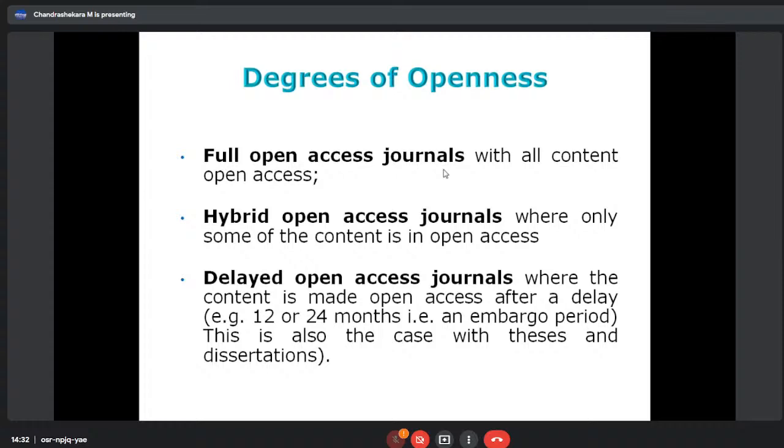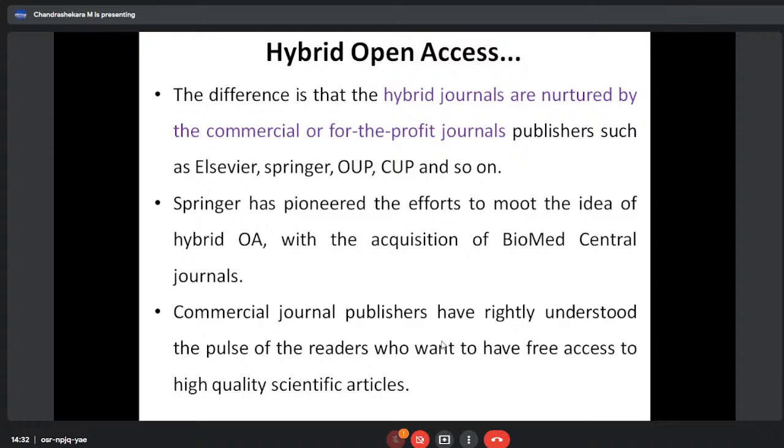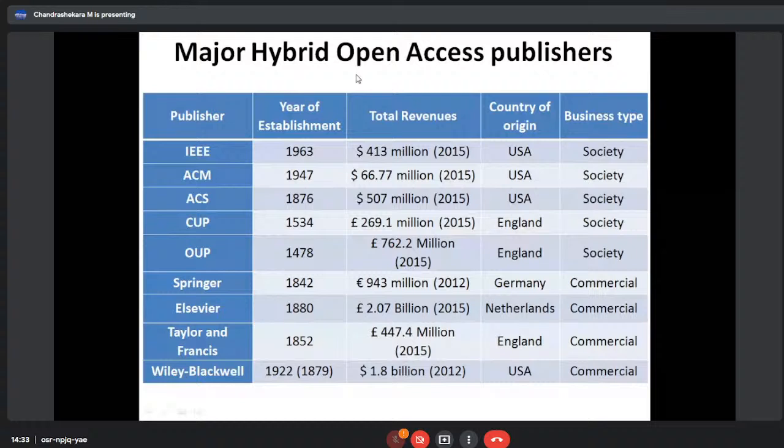So hybrid open access is a business model developed around the principles of open access journals. The difference is that hybrid journals are nurtured by commercial, for-profit journal publishers such as Elsevier, Springer, Oxford University Press, Cambridge University Press, and so on. Springer pioneered, started first, the effort to move to the idea of hybrid OA with the acquisition of BioMed Central journals. These are the major hybrid open access publishers you can see here: IEEE, ACM, ACS, American Chemical Society, Cambridge University Press, Oxford University Press, Springer, Elsevier, Taylor & Francis, Wiley, and Blackwell.